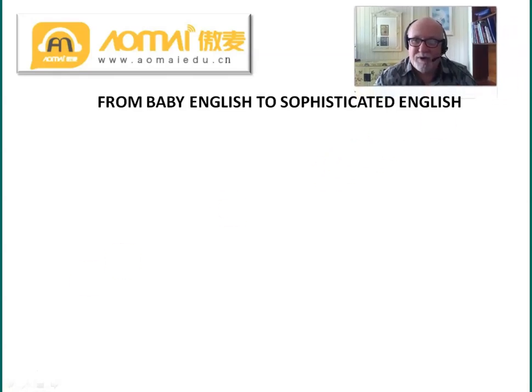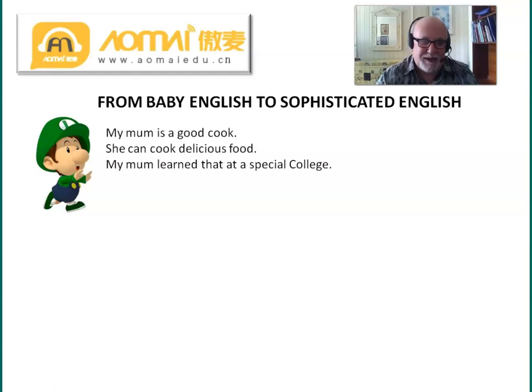We're going to progress from complicated English in one fell swoop. Yes, we are. So, let's have a look at what we have to do. Here is a typical low-level English story. My mum is a good cook. She can cook delicious food. My mum learned that at a special college.